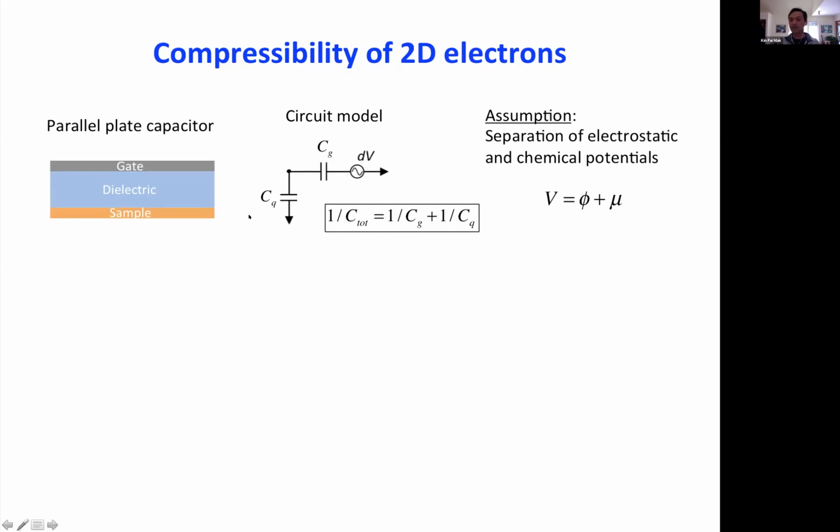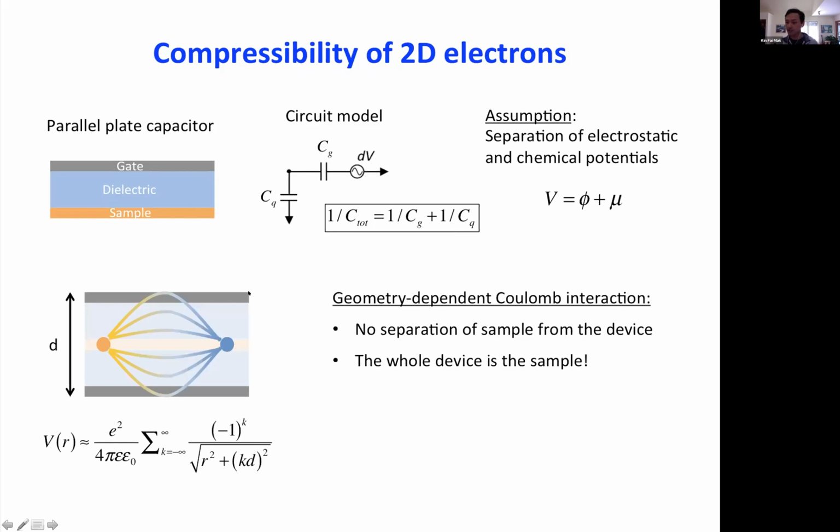The underlying assumption of this treatment is that you can separate the electrostatic potential of the device and the chemical potential of the sample. So you write down the voltage you apply, V, is equal to the electrostatic part plus the chemical potential part. The chemical potential part is related to the sample, so this is microscopic. And the phi here is related to the device, which is macroscopic.